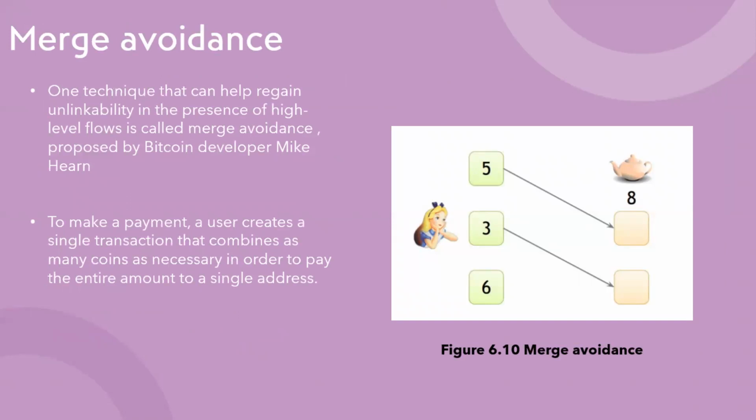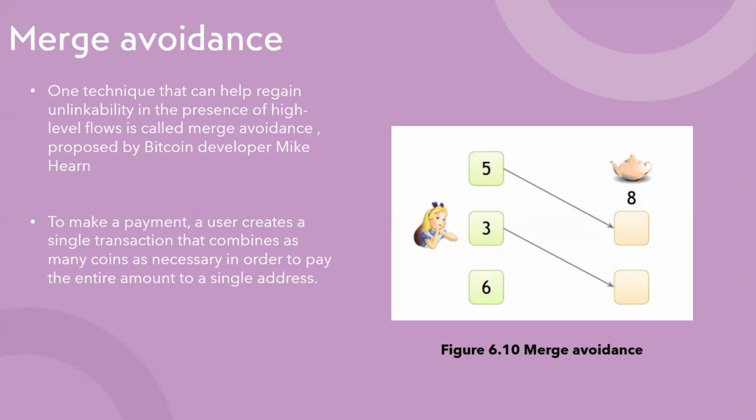As you can see on the right side, it's about merge avoidance, and the figure is basically trying to show us that Alice wishes to buy a teapot for 8 bitcoins. The store gives her 2 addresses and she pays 5 to one and 3 to the other, matching her available input funds. This prevents revealing that these 2 addresses both belong to Alice.